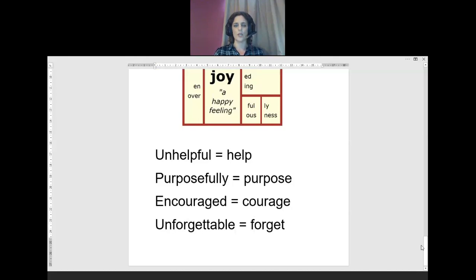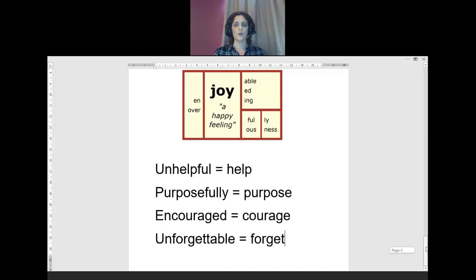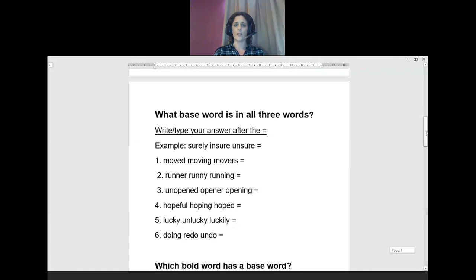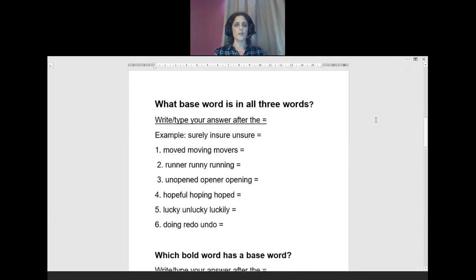Okay, what we're going to do now is have a look at what you will need to do for your worksheet. And we're going to do the example question, and then you can do the other questions on your own. So let's have a look here. This is your worksheet. The first thing it says is write or type your answer after the equals. And the example is surely, ensure, and unsure. Which one is the base word? So I will type sure. Now you work out the base word for these other ones.